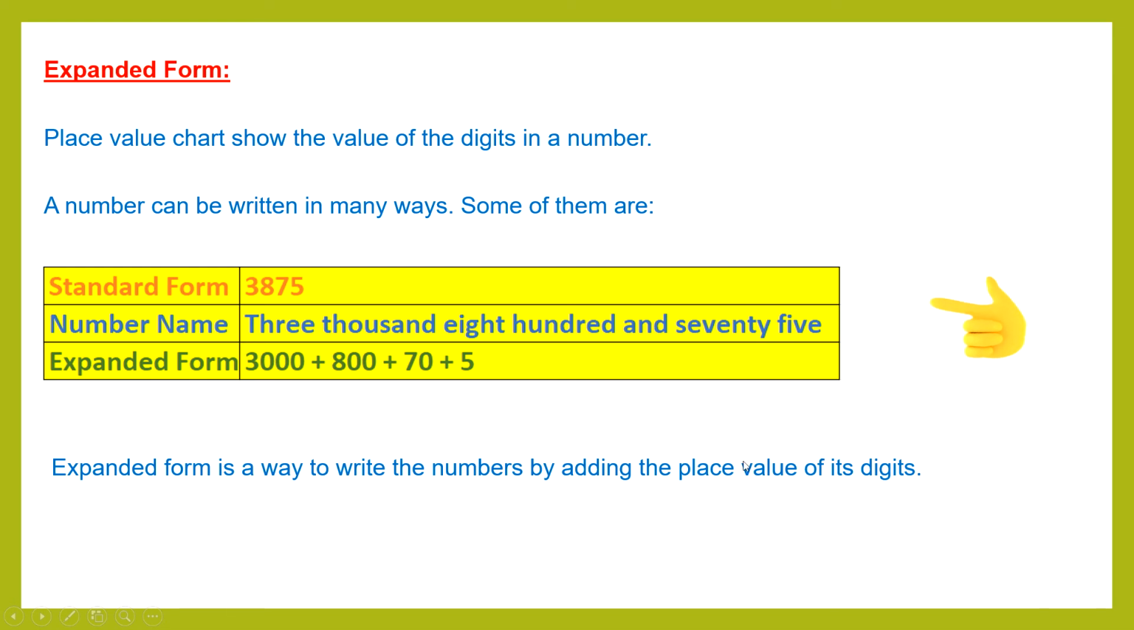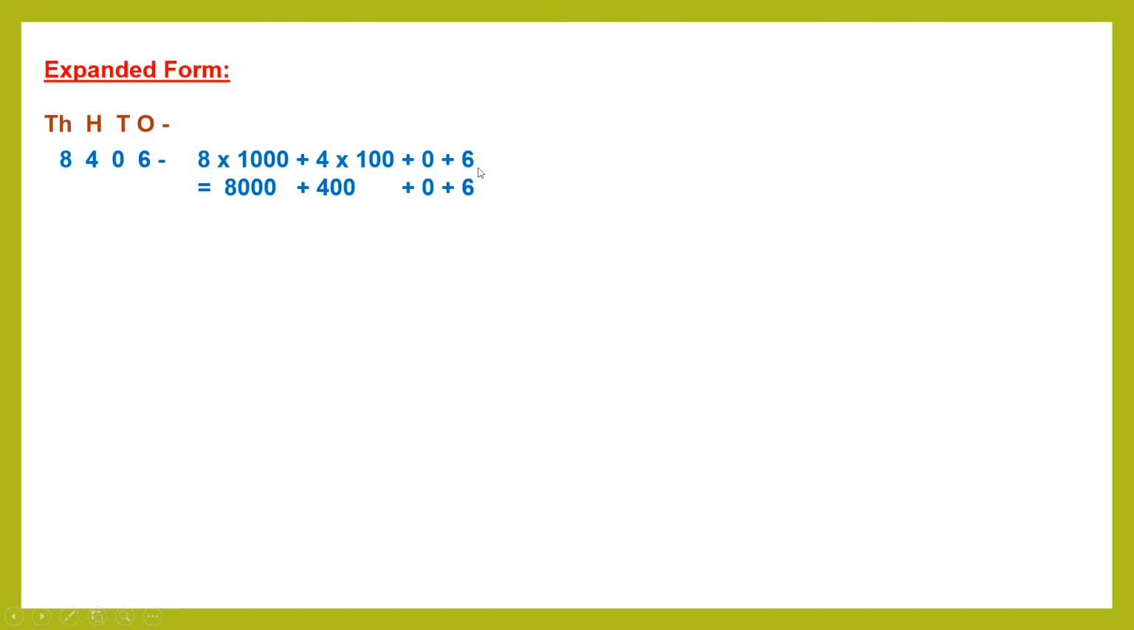Okay, we'll see some examples here. So this is 8406, so 6 is at ones place. We multiply the number with its place, so 8 is multiplied by 1000, 4 by 100 because 4 is at hundreds place. These represent places: ones, tens, hundreds, and thousands. That's how this number is written. And this is the expanded form.